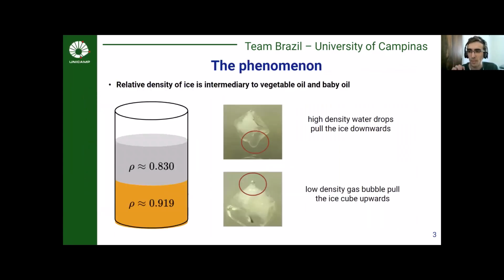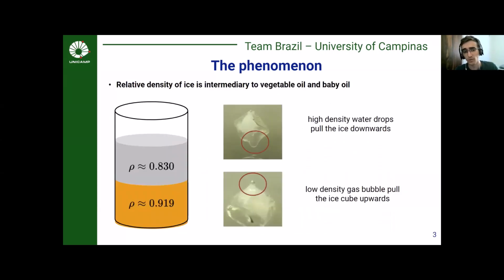So beginning with the discussion of the mechanism behind the clock, we know that ice has a density which is intermediary to vegetable oil and mineral oil, and baby oil, which is a kind of mineral oil made mostly of liquid paraffin. The basic mechanism is quite simple. The formation of high density water droplets will pull the ice downwards, as the formation of low density gas bubbles, as they escape from the ice, will pull the ice upwards.